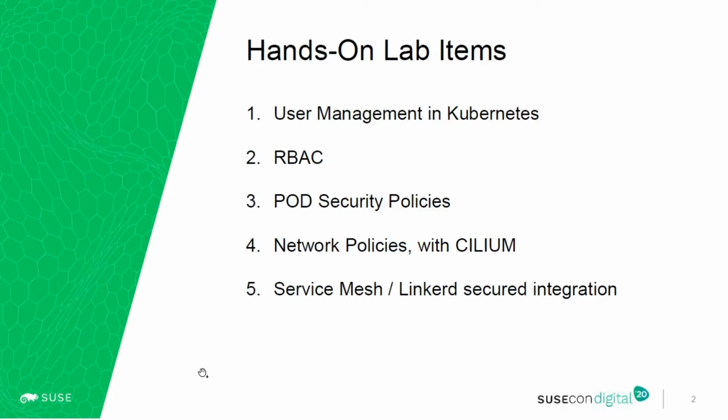This hands-on lab consists of 5 sections. We start with authentication with user management in Kubernetes. We continue with authorization in role-based access control. And we'll complement at pod level with pod security policies. On the network side, we will further secure network flows with network policies and CILIUM. And we'll integrate the service mesh Linkerd-based implementation in our platform.